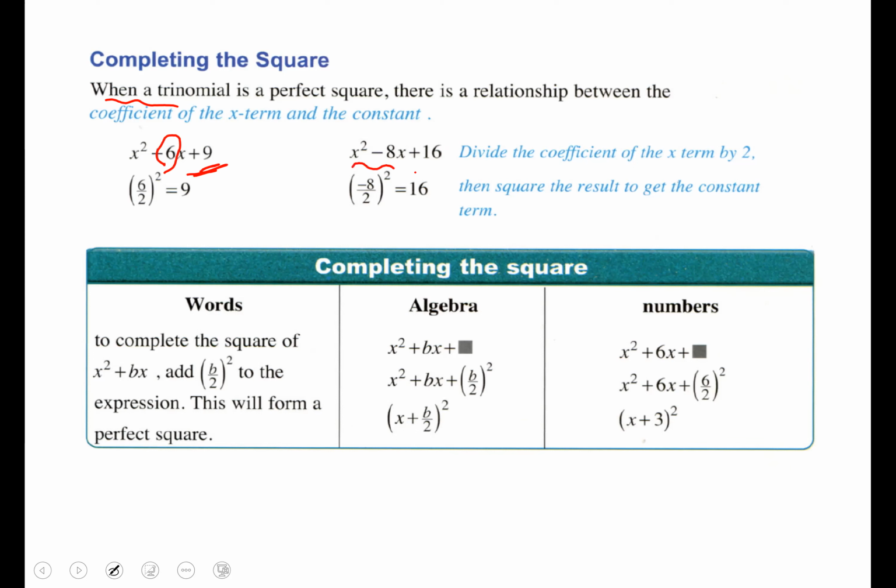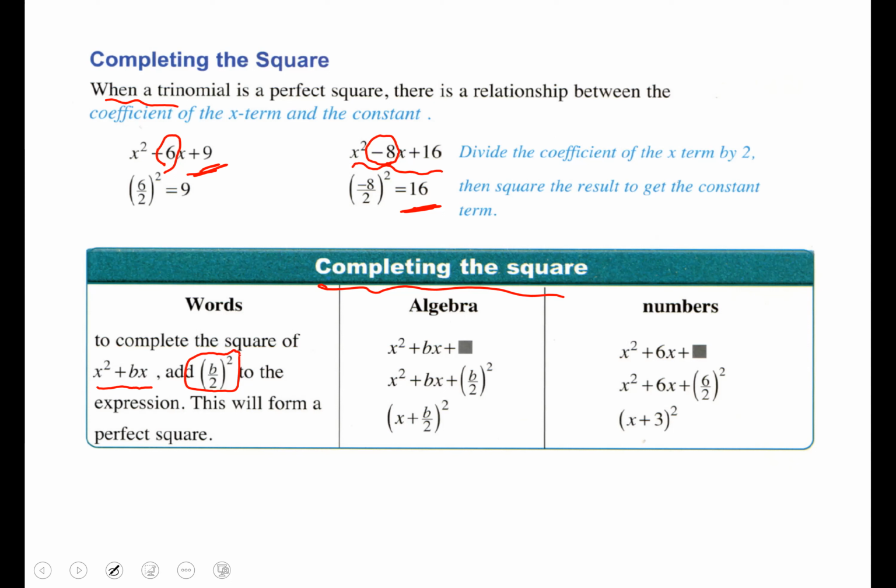If you have the trinomial like that, you're going to take negative 8 over 2 as a power of 2, and the result, as you see, equals 16. You are going to add it to both sides. Completing the square: to complete the square of x squared plus bx, take b over 2 as a power of 2. Guys, this is a rule. Add it to the expression, and this will form a perfect square.